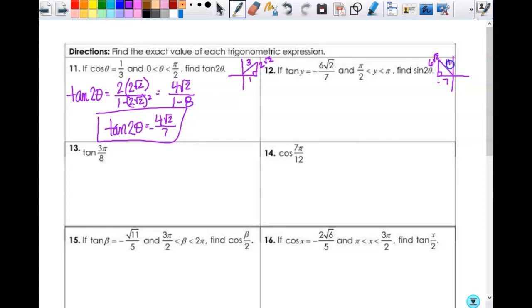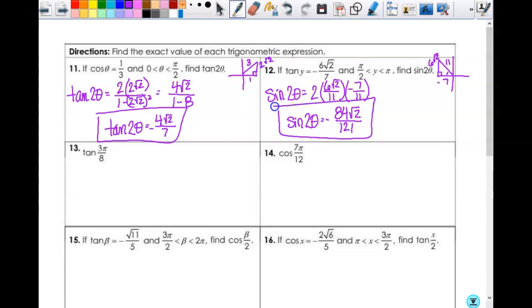Do the Pythagorean theorem, you're going to get 11. So sine of 2 theta, again, is 2 times sine theta cosine theta. Sine is opposite over hypotenuse, 6 square root of 2 over 11, times cosine, which is negative 7 over 11. I can't reduce the 2's with the denominators there, so I just have to multiply all this together. The denominator is going to be 121, and the whole thing is going to be negative. So I have 7 times 6 is 42, and double that, I get 84 square root of 2 over 121. There we go.